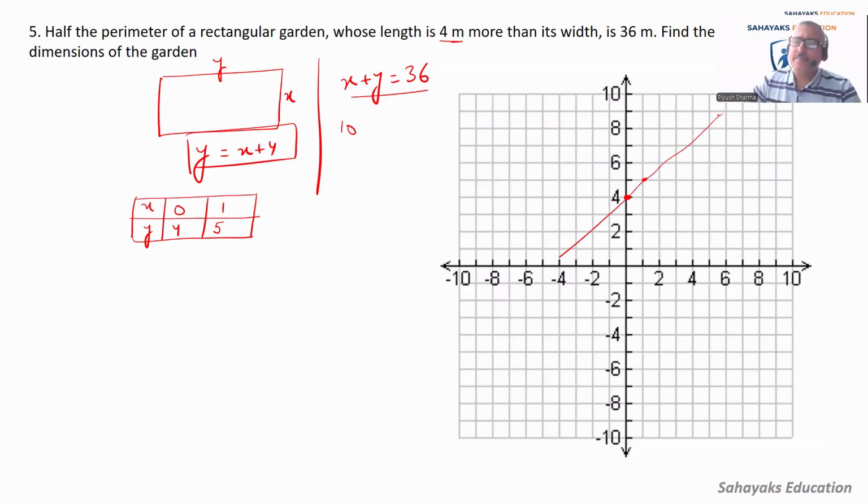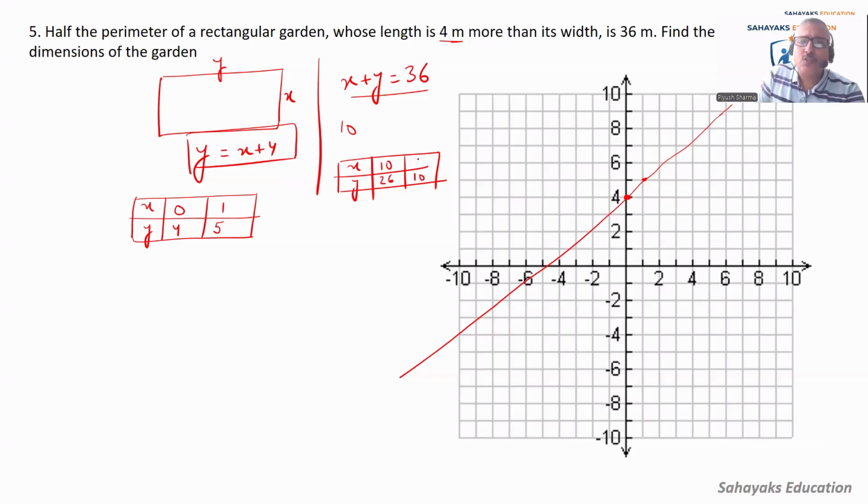This is the first line. Okay. Now coming to this one, I'm just saying this is x and y. The value of x is 10. Then the value of y comes out to be 26. The value of y comes out to be 10.